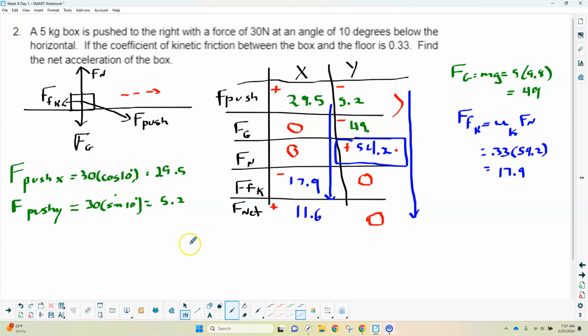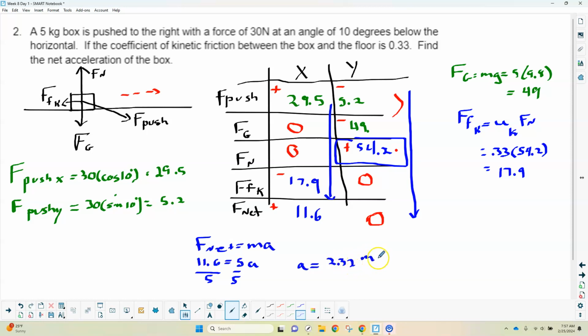And then we're going to solve for A. So the net force is equal to the mass times the acceleration. So 11.6 equals 5, because that's our mass, times A, which is what we're solving for. That's the ultimate goal of this problem. We divide through both sides by 5. And the acceleration you should get is something like 2.32.